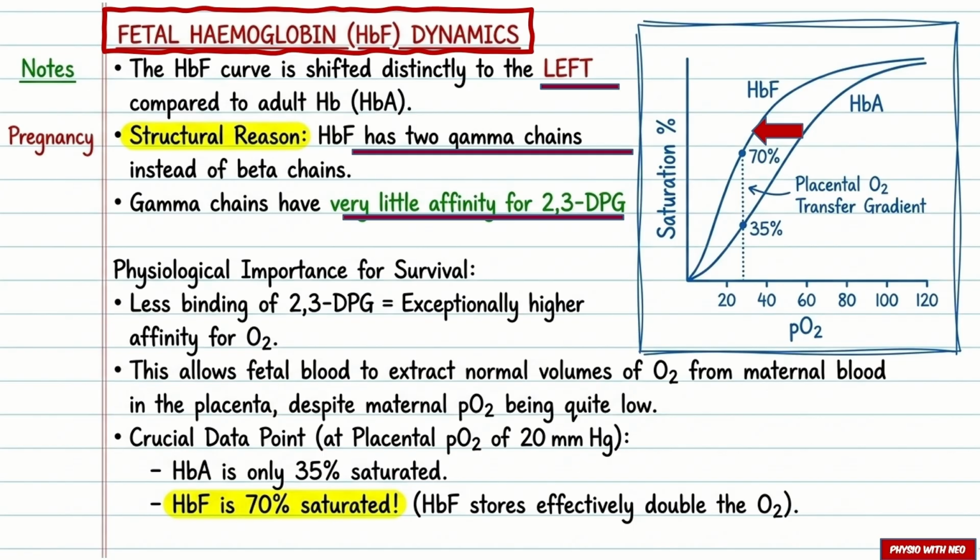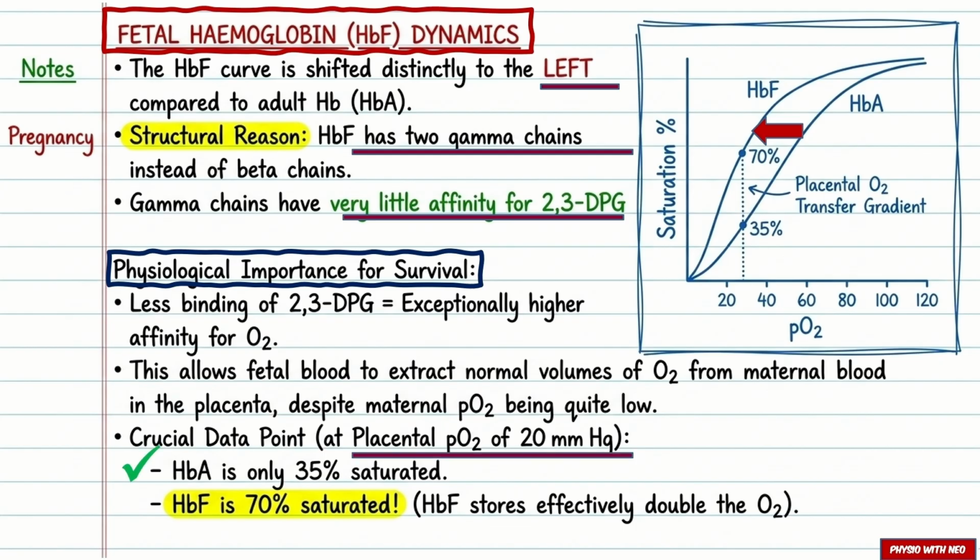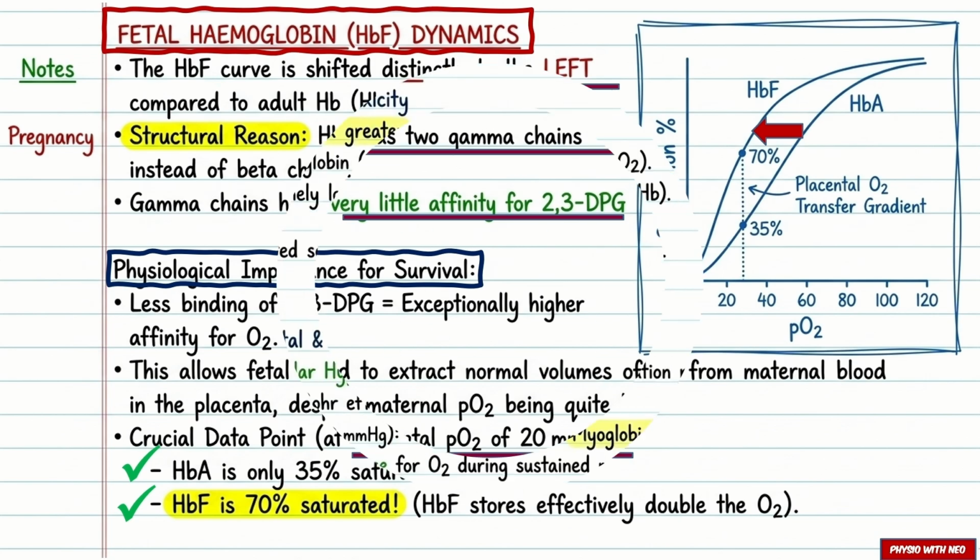But what is the physiological importance of this? At a placental pO2 of 20 mm of mercury, where adult hemoglobin is only 35% saturated, the fetal hemoglobin is 70% saturated. That is, it stores effectively double the amount of oxygen.